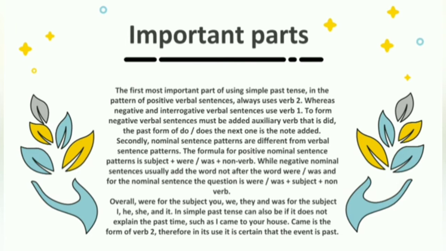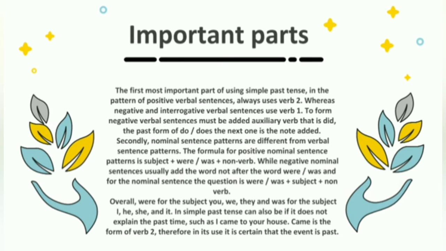Secondly, nominal sentence patterns are different from verbal sentence patterns. The formula for positive nominal sentence patterns is subject plus were or was plus non-verb, while a negative nominal sentence adds the word not after were or was, and for the nominal question it is were or was plus subject plus non-verb. Overall, were is for the subjects you, we, they, and was for the subjects I, he, she, and it.